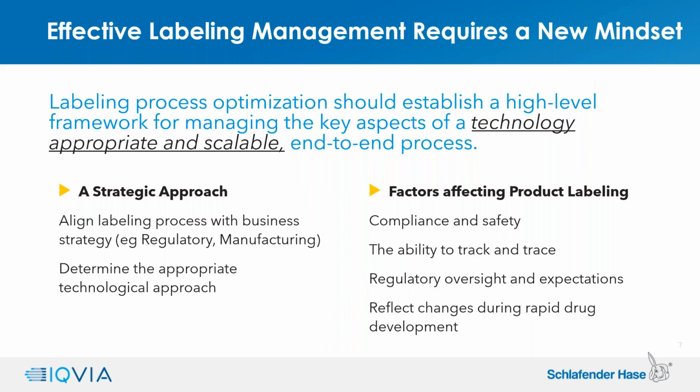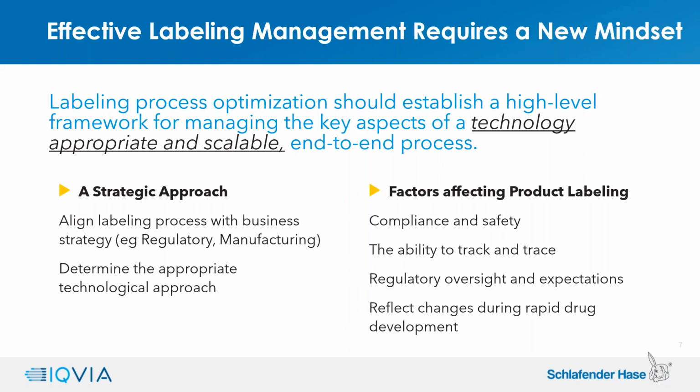And so the labeling process itself stretches across your organization. And without that comprehensive strategic view, business units are going to adopt their own solutions for their specific needs. Regulatory will grab their own RIM systems and publishing systems. Manufacturing will probably start thinking about their artwork management and systems towards the end of the process. You have change control systems.